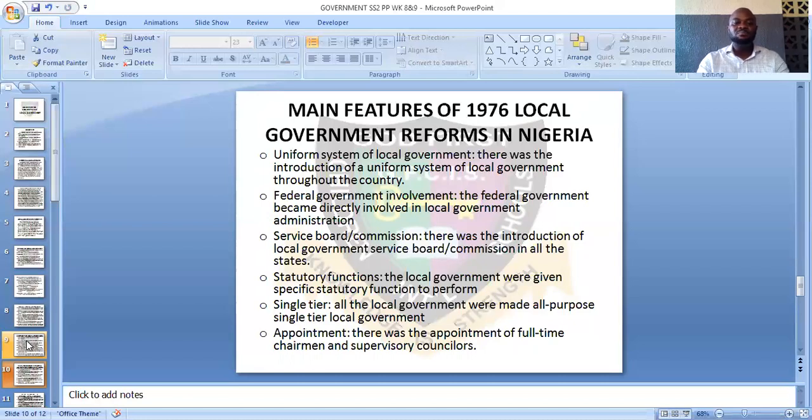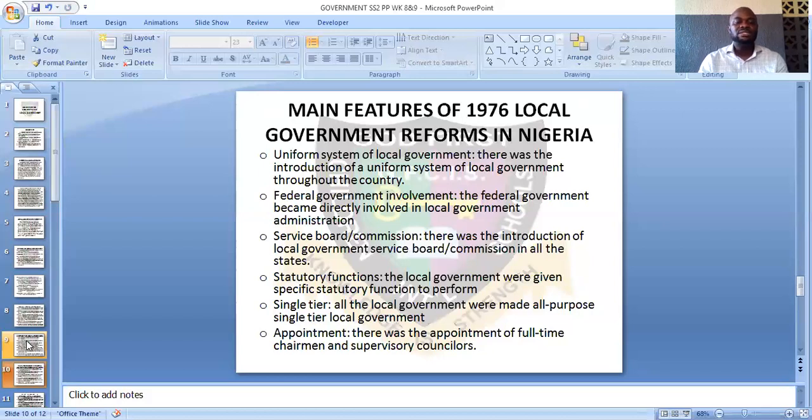And number two, federal government involvement. The federal government became directly involved in local government administration. For effectiveness, they have to be involved. That is also what brought about the federal government giving local governments a certain allocation every month in order to carry out certain projects at the grassroots.